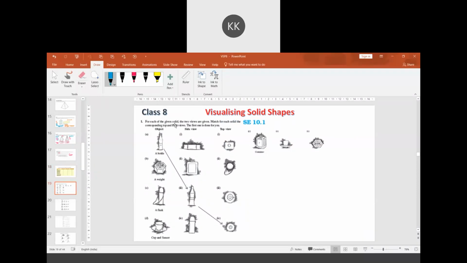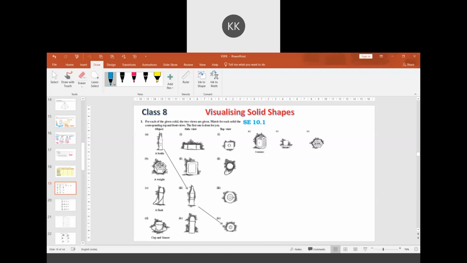For each of the given solids, the two views are given. Match for each solid the corresponding top and front views. The first one is done for you. This is a bottle. This particular thing is a side view. From the top, it looks like this.